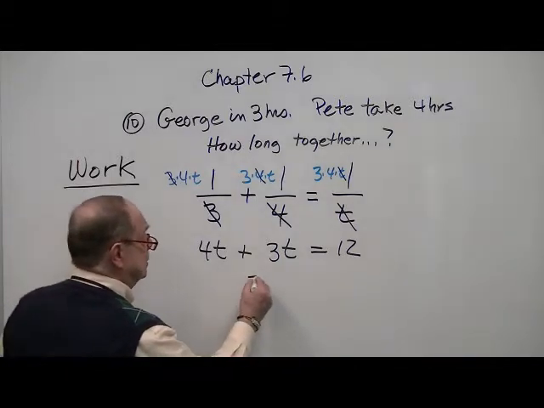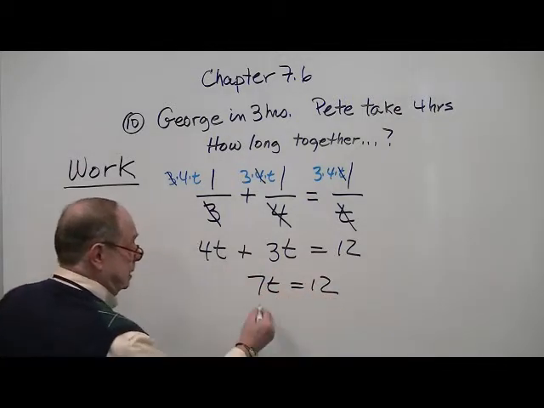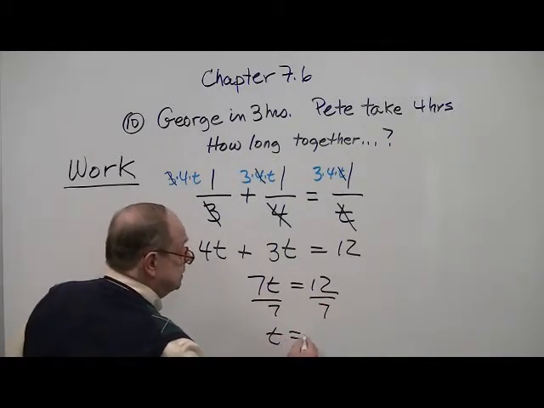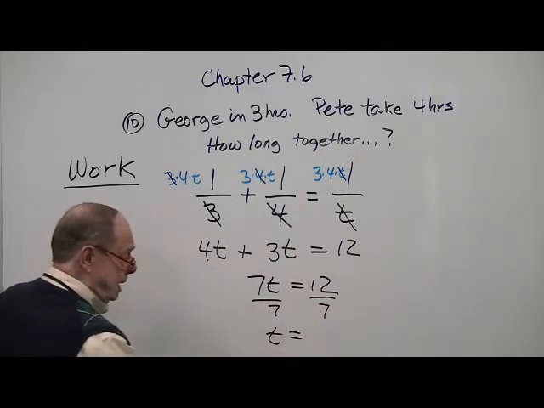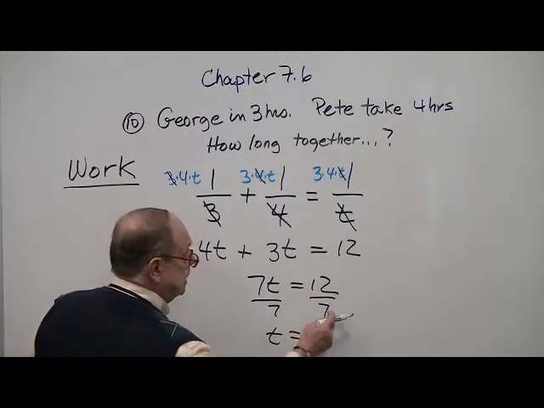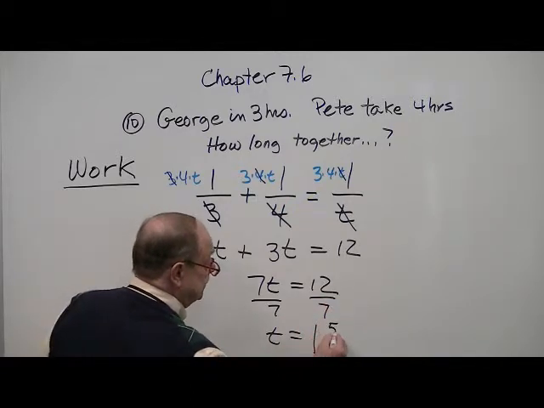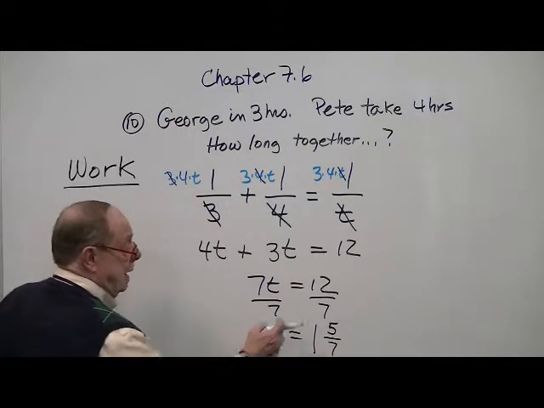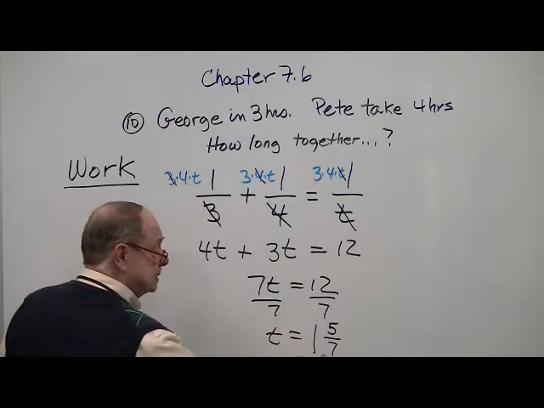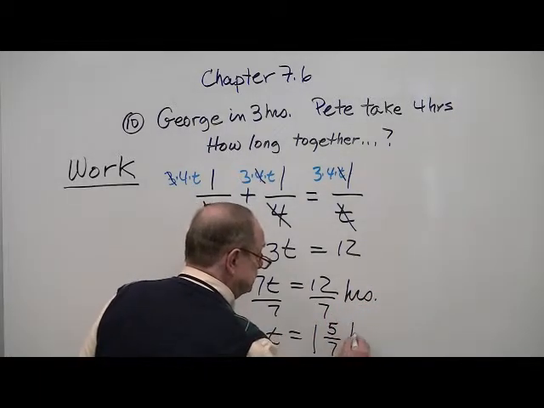Now you're going to group like terms. Going to divide both sides by 7. So t equals, now what you can do is 7 goes into 12 once, and what is left over is 5. Now, I would accept it as an improper fraction, but this is a mixed number, and of course this is ours.